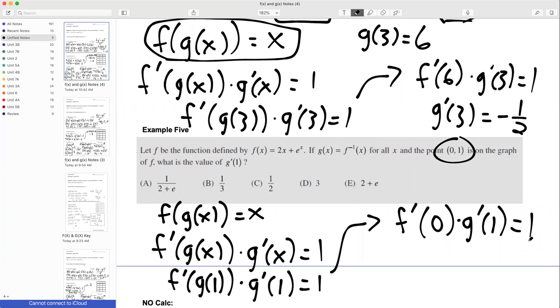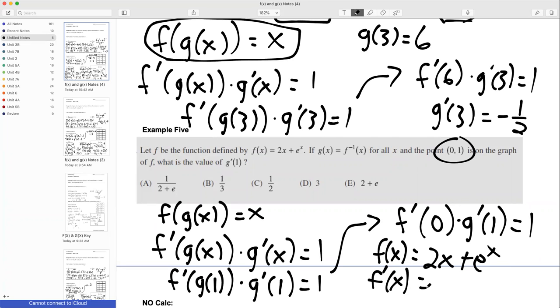So when you're reading the question, that should trigger something in your brain. Why did they give me that point? They have to if I'm going to solve this problem. Now I need to find f prime of 0. Here they don't exactly tell me what it is, but I have an equation for f of x. It's 2x plus e to the x. So I need to find f prime.